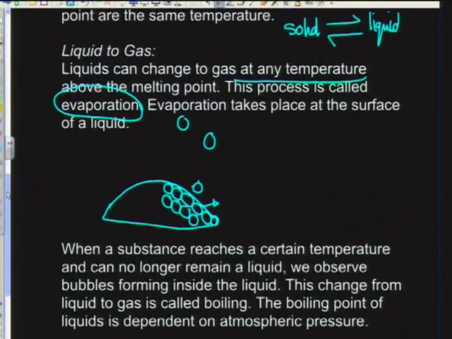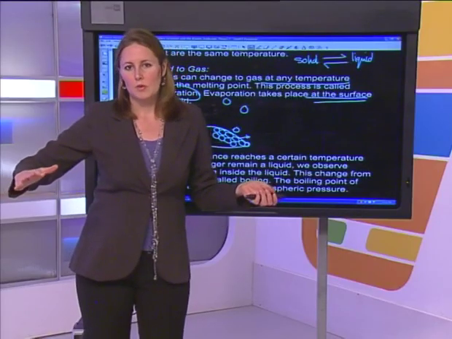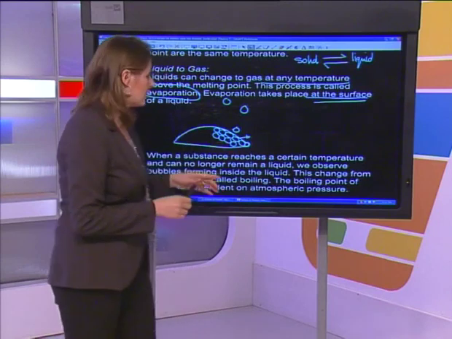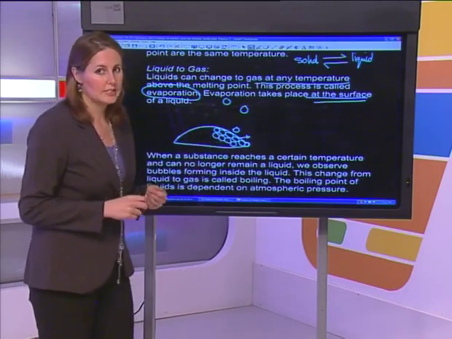And that is the process of evaporation. This evaporation takes place at the surface of the liquid. And that is why, if you want something to evaporate faster, you can spread the water out. Because if we have a greater surface area, then more water molecules would have the opportunity to possibly leave that surface.